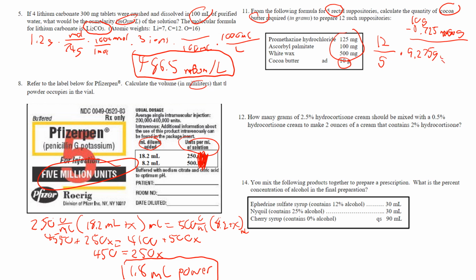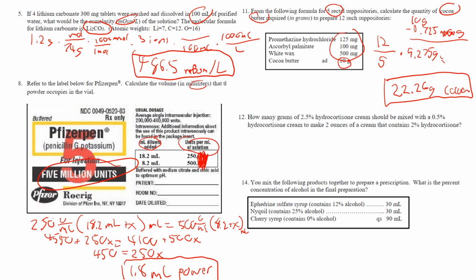So to make 5 suppositories, which is one batch, so to make 12, we multiply that 9.275 times 12 divided by 5. We get a total of 22.26 grams of cocoa butter. Not too bad. Those proportion problems are usually pretty free as long as you know how to set them up.